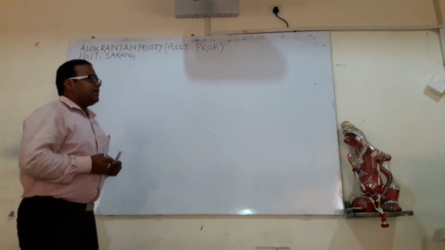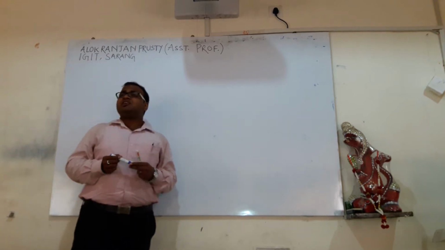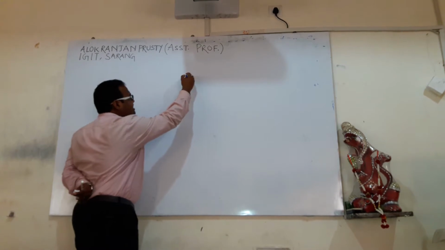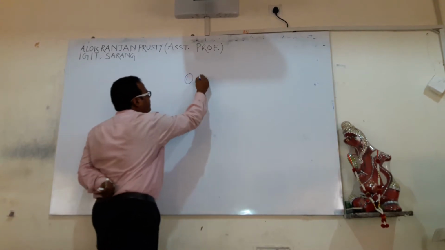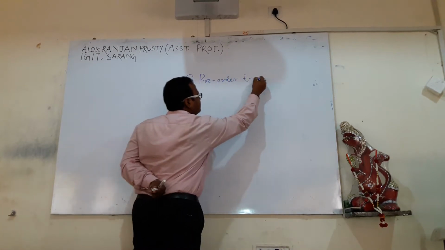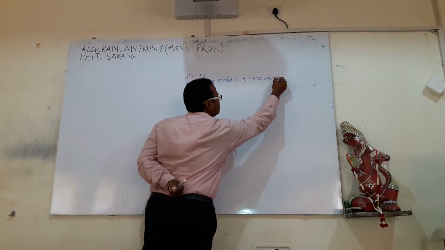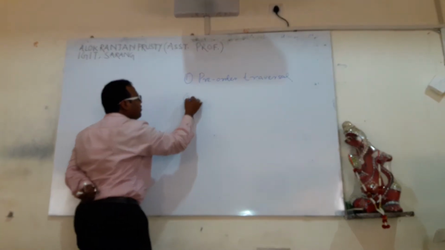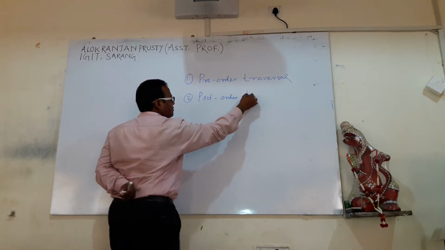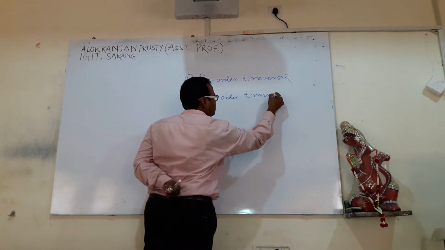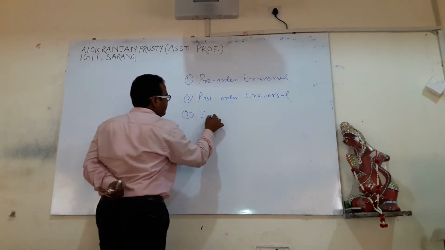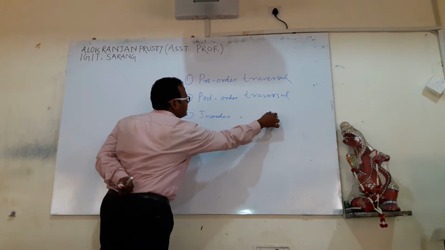Okay. If we broadly classify the tree traversal, then we can have three kinds of traversal: pre-order traversal, the second one is post-order traversal, and the third one is in-order traversal.